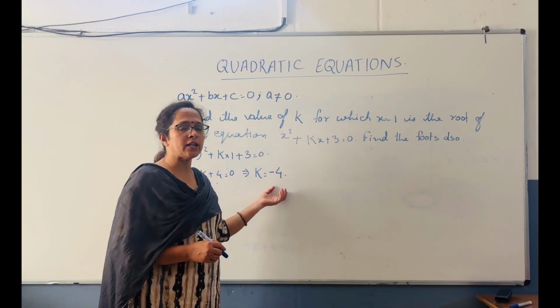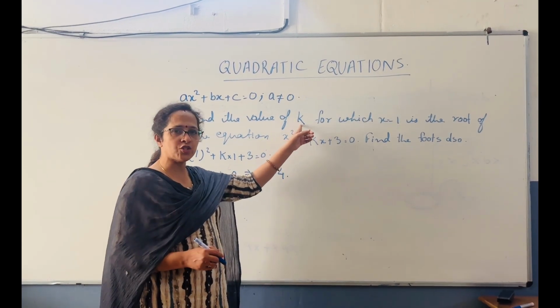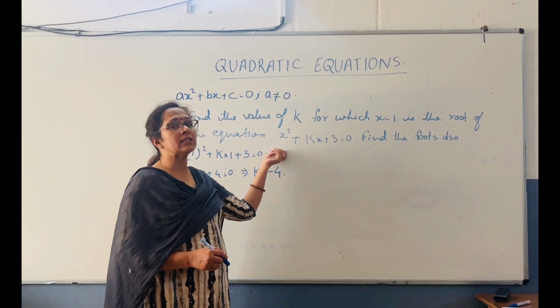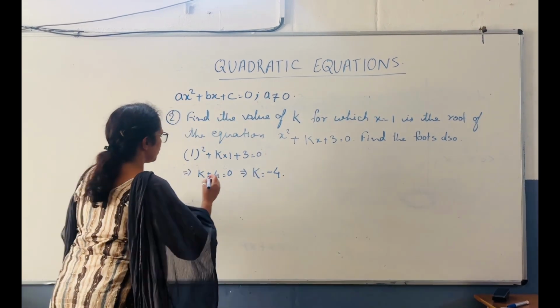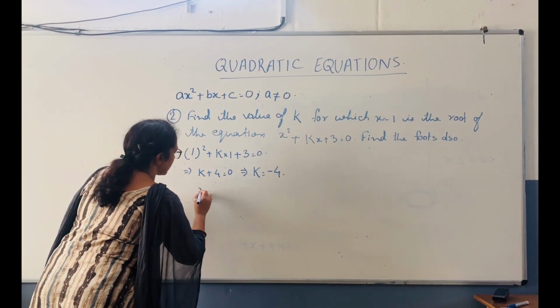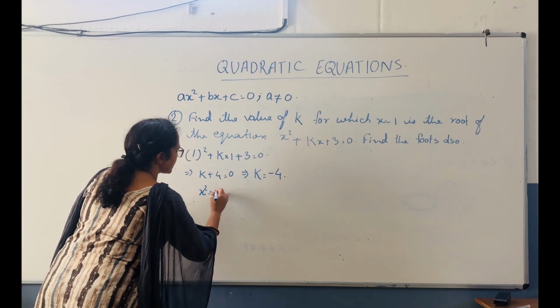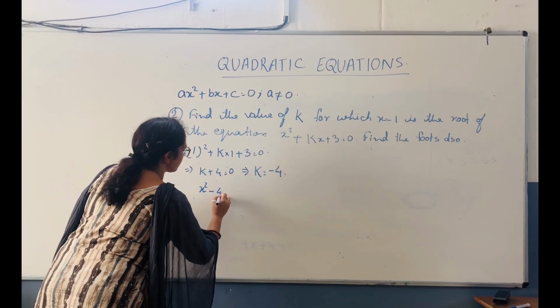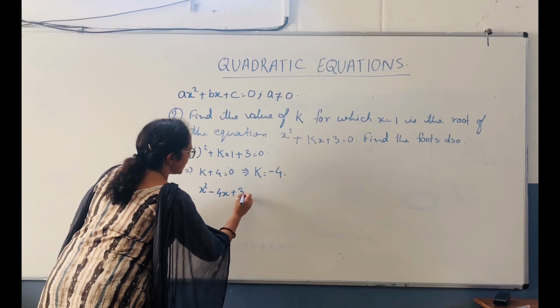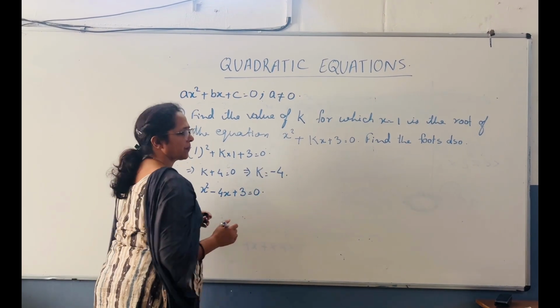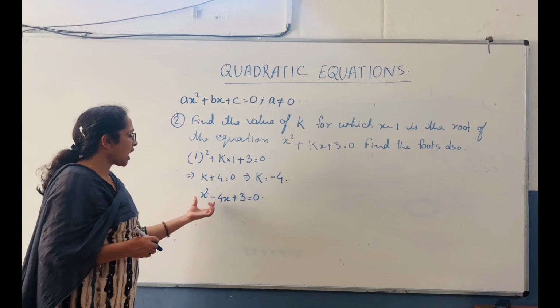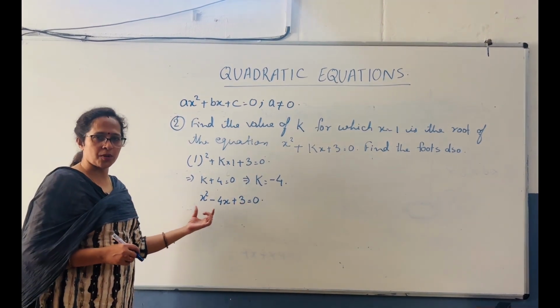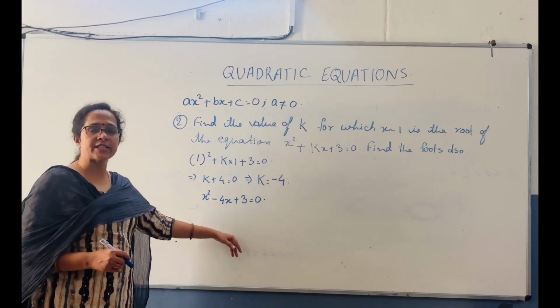And you have to find out the roots. One root is already given to you. You need to find out the other root. So the equation became x square minus 4x plus 3 is equal to 0. Fine. Now you have to solve this equation. We have studied the factorization method.